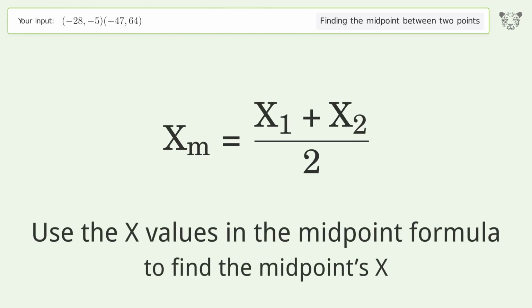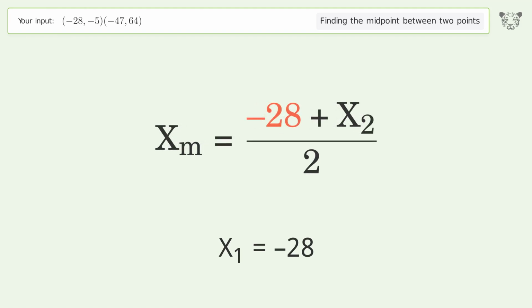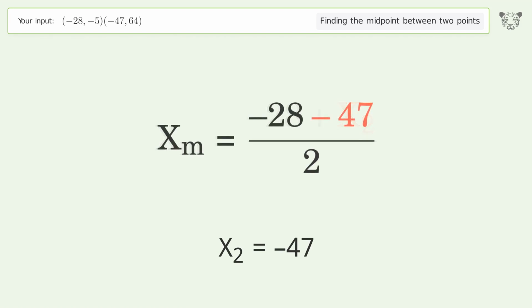Use the x values in the midpoint formula to find the midpoint's x. x1 equals negative 28. x2 equals negative 47. Simplify the arithmetic.